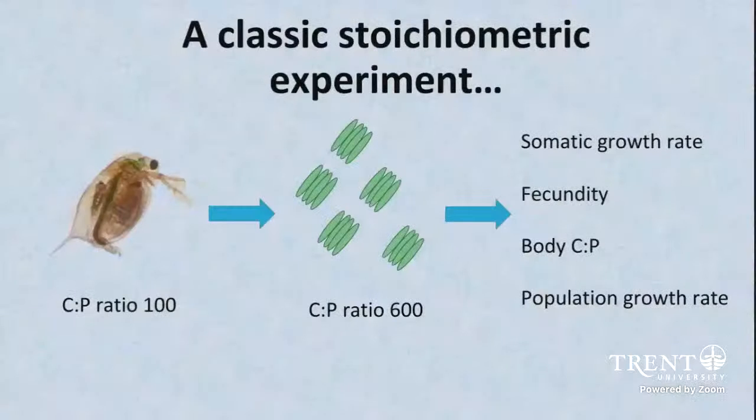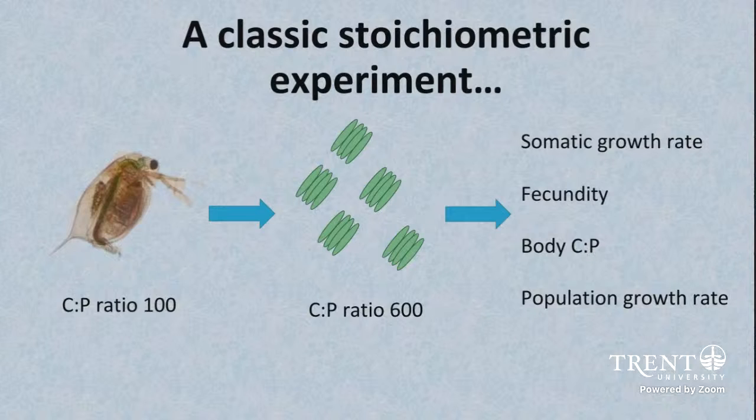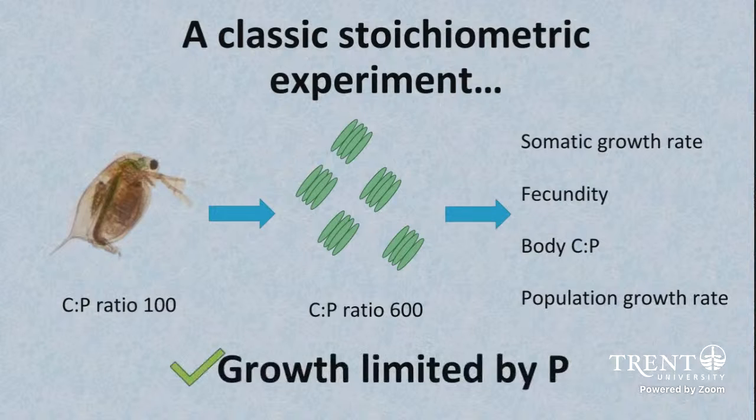So just to start off, the classic stoichiometric experiment, I think that most people would probably recognize. We've got our Daphnia over here, our sort of model stoichiometric organism, relatively P-rich, and we feed it on some food, some seston, with a higher C to P ratio than the Daphnia possesses. We measure these crude physiological traits like somatic growth rate, fecundity, body carbon to phosphorus ratio. We might also look at some population level traits like intrinsic rate of increase and generation time. And we can pretty readily conclude that the Daphnia are growth limited by phosphorus.